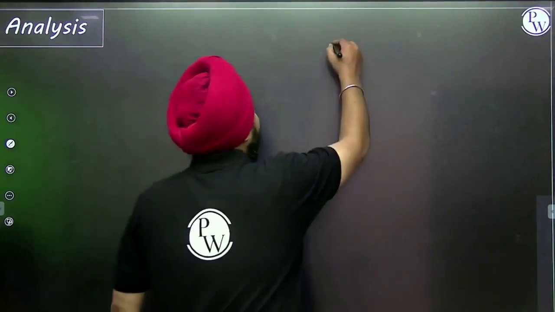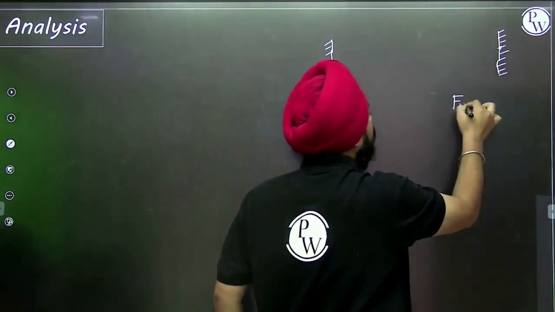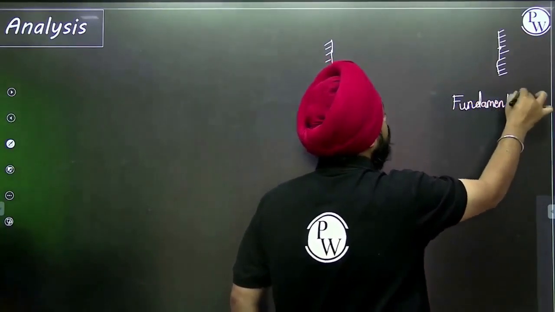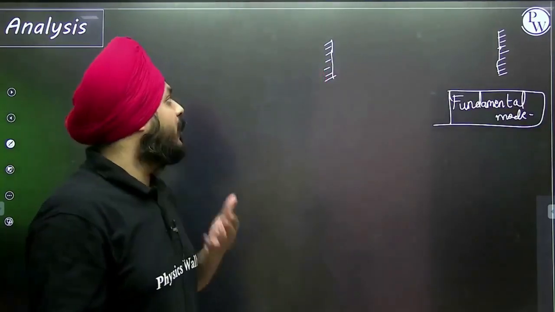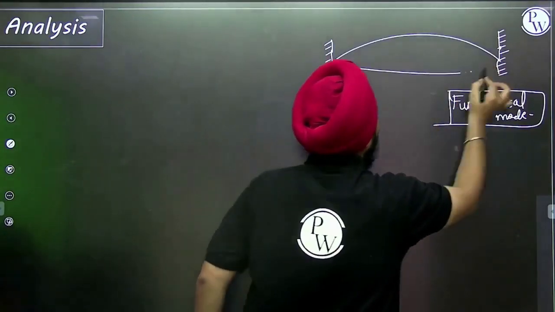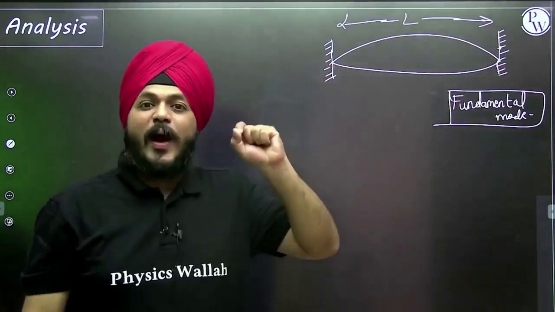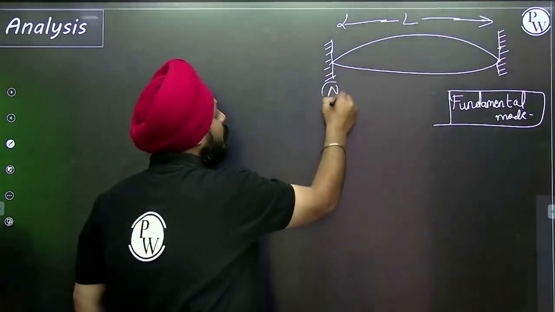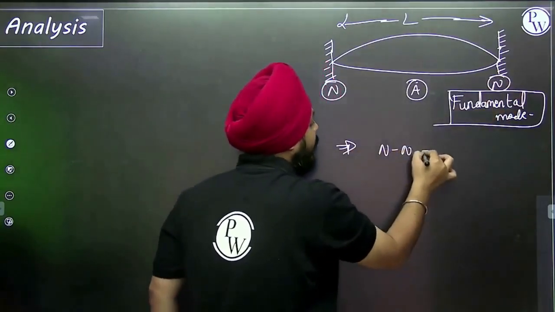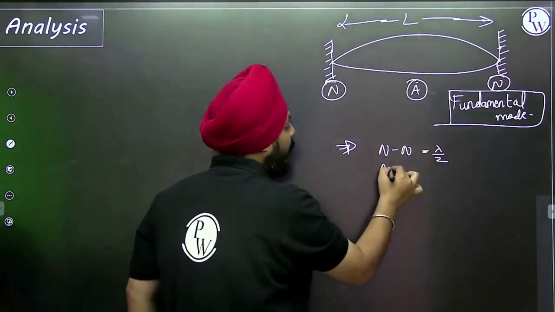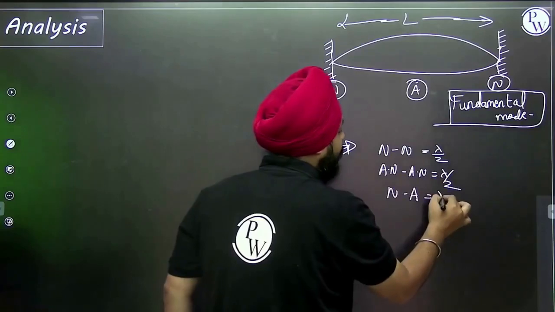See, if I'm talking about the fundamental mode of the standing wave, the fundamental mode appears like this way. This is the length of the string. Now the second step is we need to identify nodes and antinodes. This is a node, this is an antinode, and this is a node. Just keep one thing in mind: the distance between two nodes is always lambda by 2. The distance between two antinodes is always lambda by 2. And the distance between a node and an antinode is always lambda by 4.